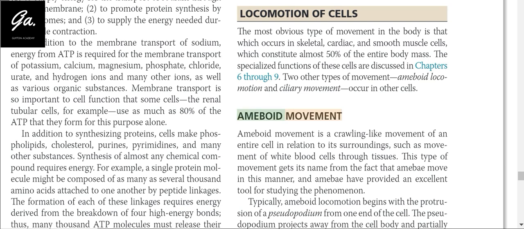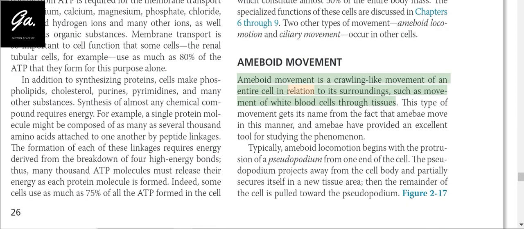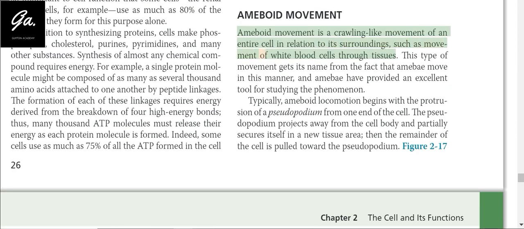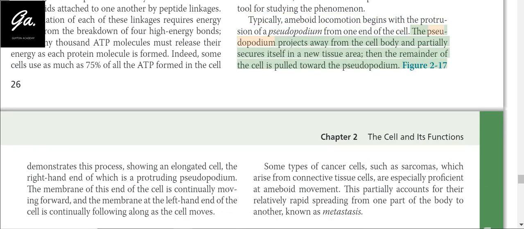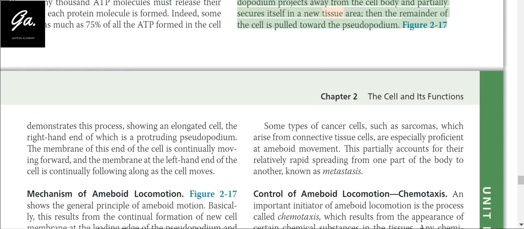Amoeboid movement. Amoeboid movement is a crawling-like movement of an entire cell in relation to its surroundings, such as movement of white blood cells through tissues. This type of movement gets its name from the fact that amoebae move in this manner, and amoebae have provided an excellent tool for studying the phenomenon. Typically, amoeboid locomotion begins with the protrusion of a pseudopodium from one end of the cell. The pseudopodium projects away from the cell body and partially secures itself in a new tissue area, then the remainder of the cell is pulled toward the pseudopodium.